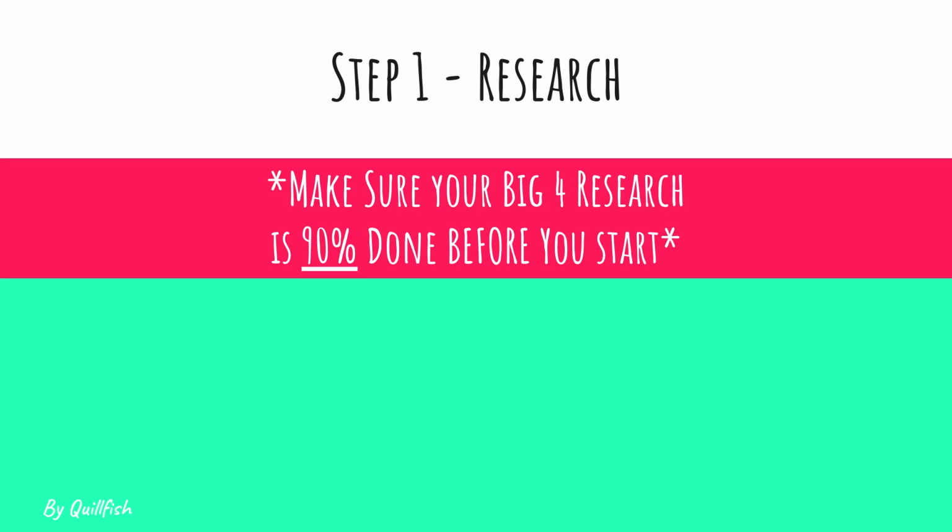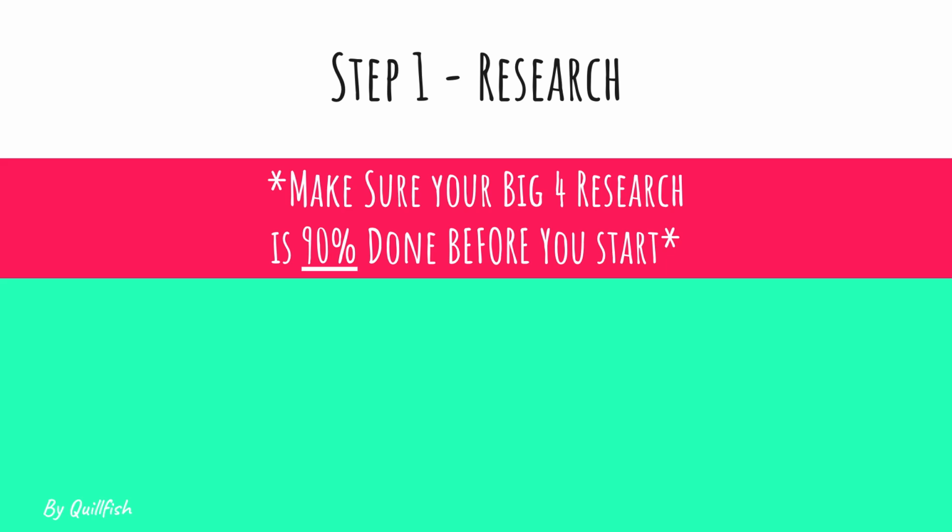Step 1 is research. Now, this is where the rapid part of the rapid copy method has to take a back seat. You have to make sure that your Big Four research is 90% done before you start this process. The Big Four research is everything when it comes to writing copy quickly. Think about it like momentum, if you will. When you're trying to get something started, the most effort that you have to put in is at the very, very beginning. You have to exert the most force.